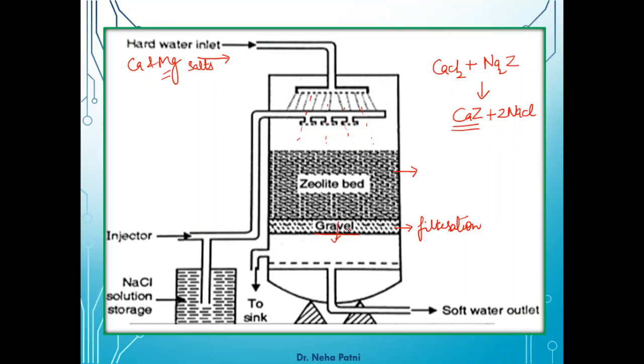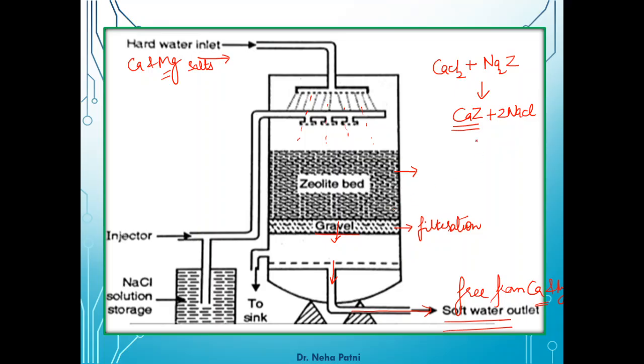Now since your gravel is placed, that ensures the filtration purpose so that no sand particle or other particle is falling down, and from here you can get your soft water out. This soft water means which is free from calcium and magnesium ions. That's simple. So what we are doing is water softening. This is the one aspect of a zeolite process.